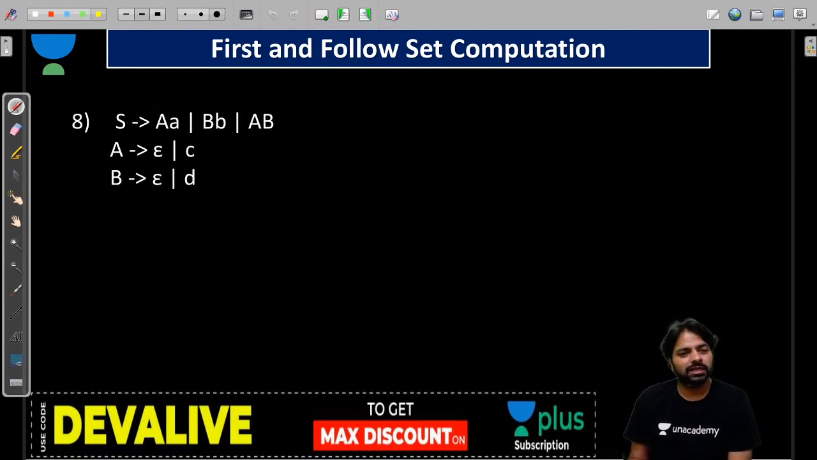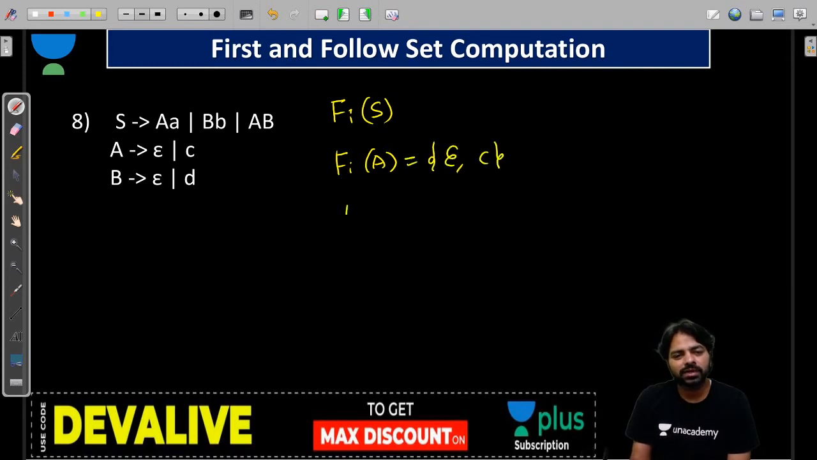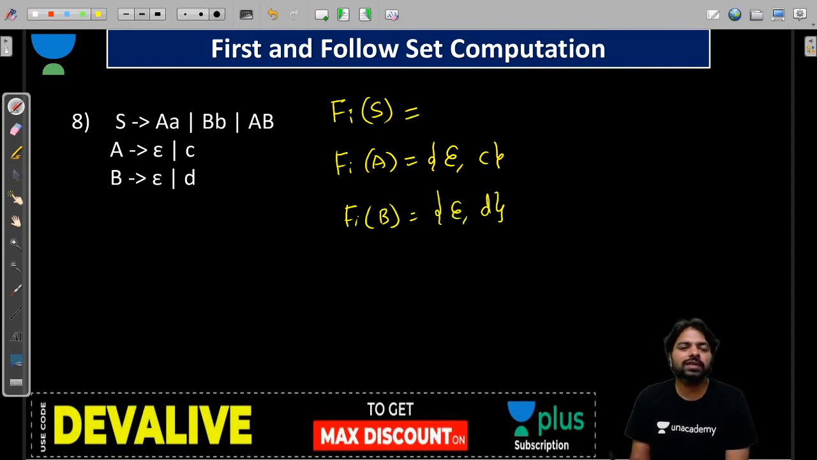Now 8th example, guys. Compute first of S. Okay, we'll do that slowly. And first of A, that is very easy: epsilon, c. And first of capital B: epsilon, d. And first of S is going to be this one.